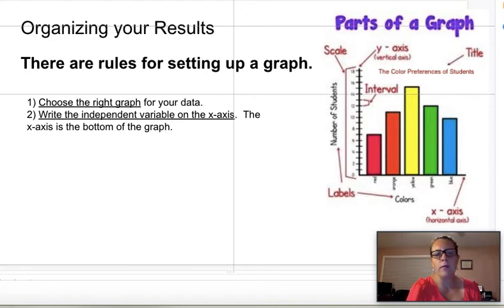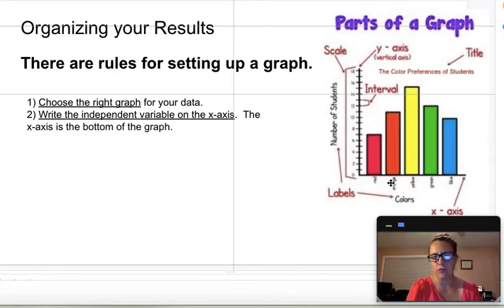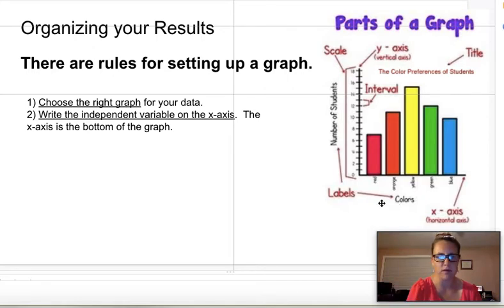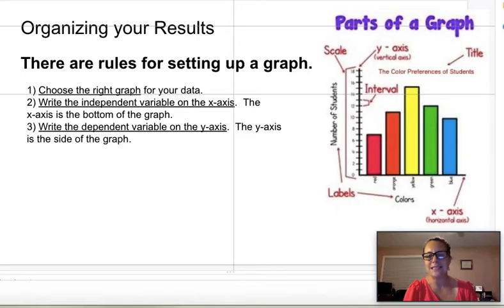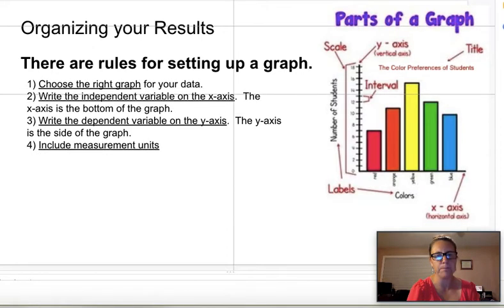The second thing is you want to make sure that you have the independent variable, and the independent variable is always written on the x-axis. So for this experiment, colors was your independent variable. X-axis is always the bottom of the graph. The dependent variable is always on the y-axis or on the side of the graph. So in this case, it's the number of students. The number of students is your dependent variable. You always want to make sure you include measurements. So if it's measured in centimeters or if it's measured in inches, or if it's times, seconds, you always want to make sure you include that.